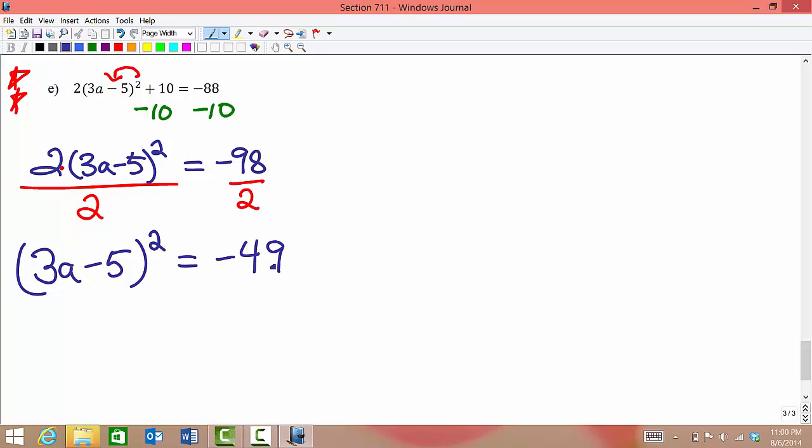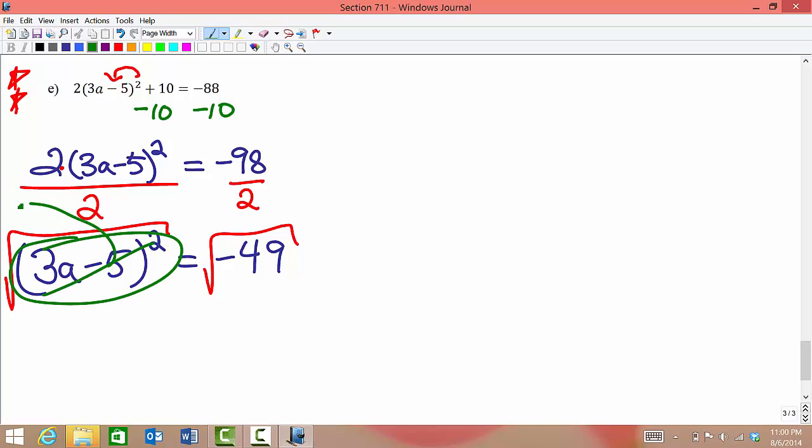Now I've isolated the quadratic term. Now that I've done that, I want to take the square root of both sides. 3a minus 5 squared, there's 2 of those, 2 of a kind. So when we find a group of 2, we circle it, cross it out, bring one of them out to the front. So that leaves me with a 3a minus 5 equals, now over here we want to include our plus and our minus.